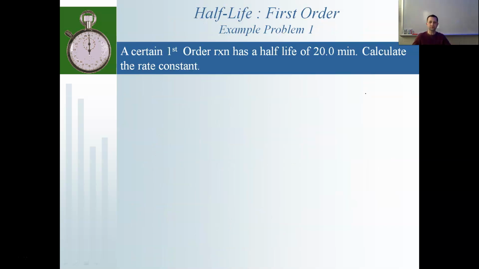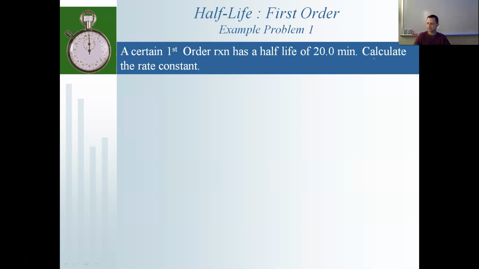Okay? One more half-life problem for first order, and this is going to be solved in a similar way to some of the honors ones that we did last year or 2 years ago. It says a certain first order reaction has a half-life of 20 minutes. Calculate the rate constant. All right, so let's go ahead and figure that out. We want to figure out K here.